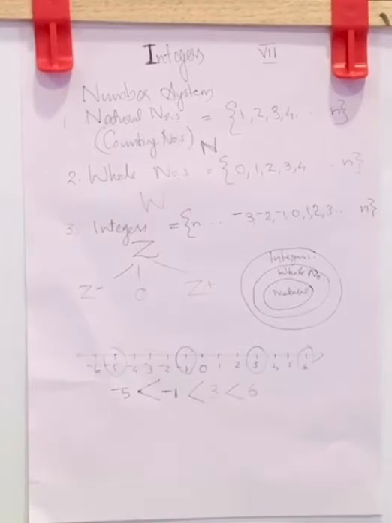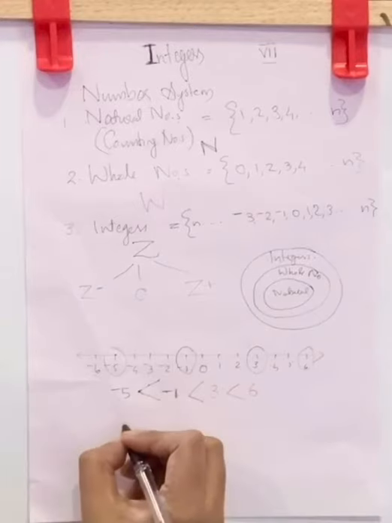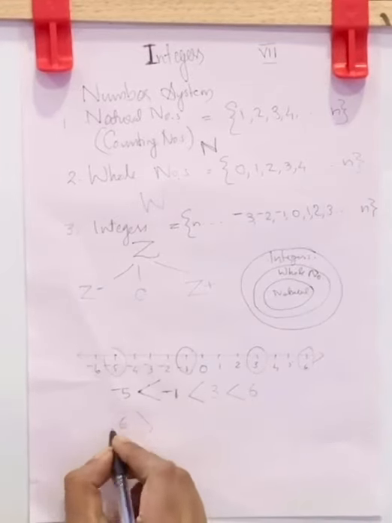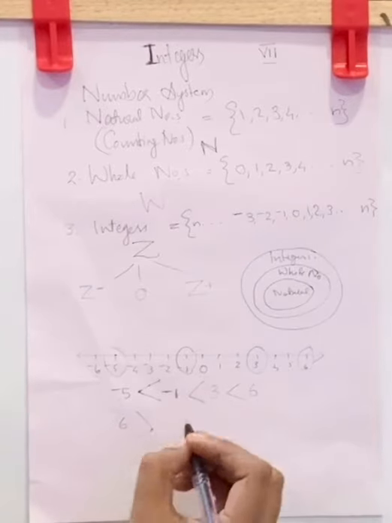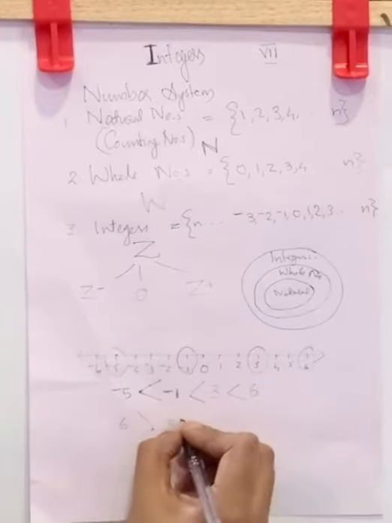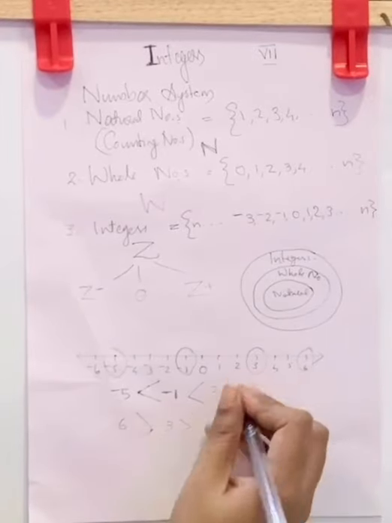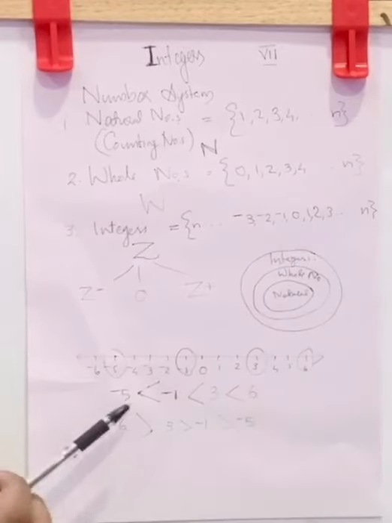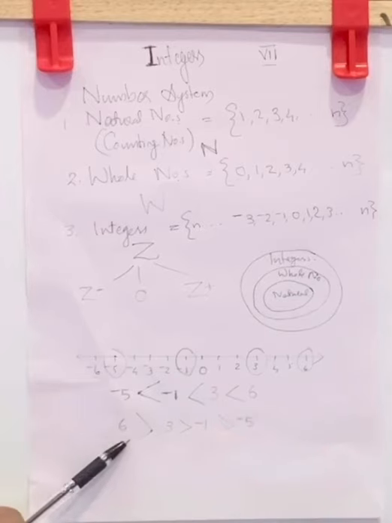Now how will you write in the descending order? 6 is the greatest number. At the opening part you write the greater number, and at the joining part the smaller number. This is the descending order: 6 is greater than 3, greater than -1, greater than -5. This is the way you write in ascending and descending order.